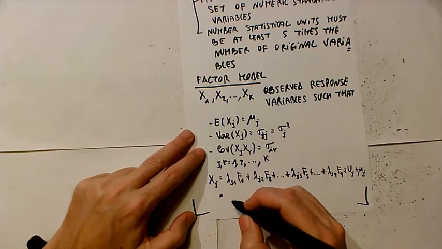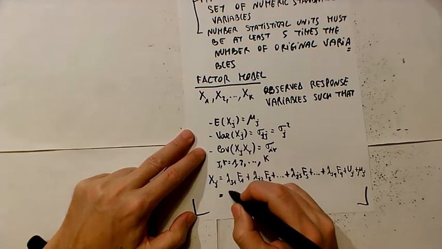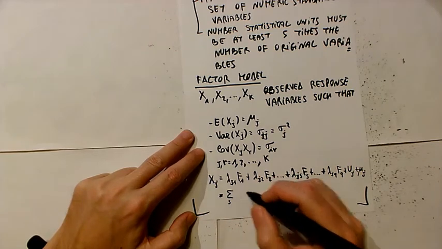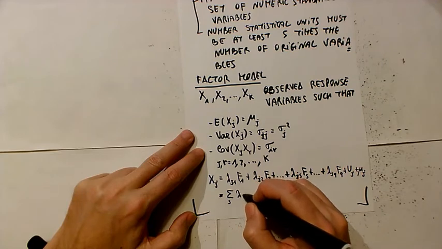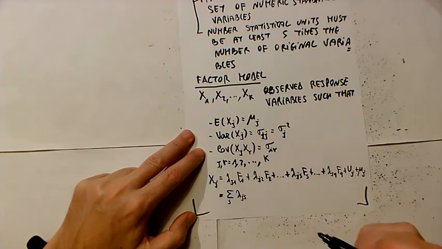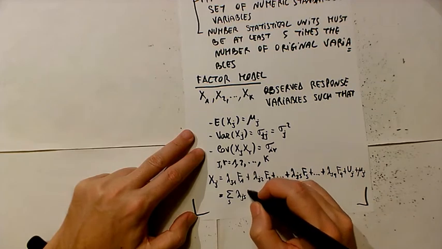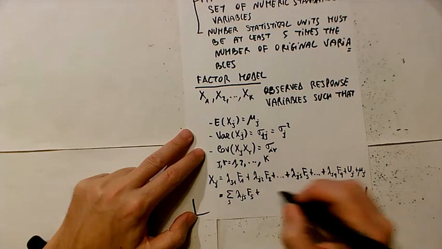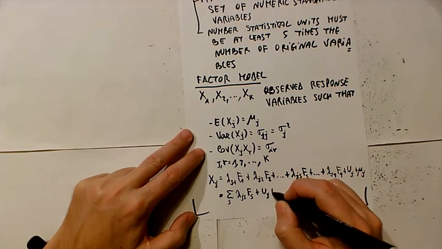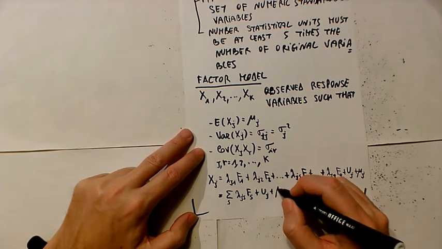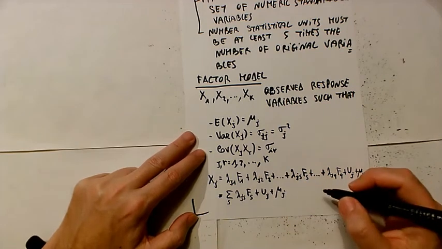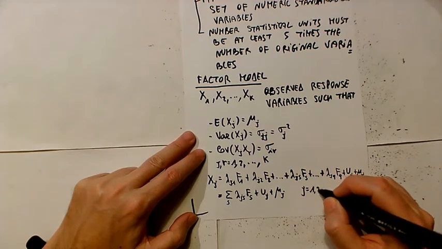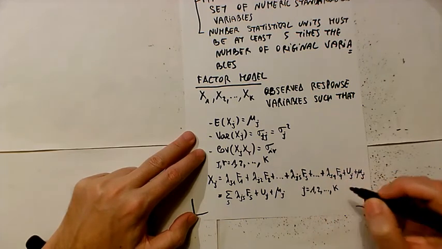Briefly, we can write this as the sum with respect to s of lambda js times fs plus uj plus muj, and this is true for j equal to 1 up to k.